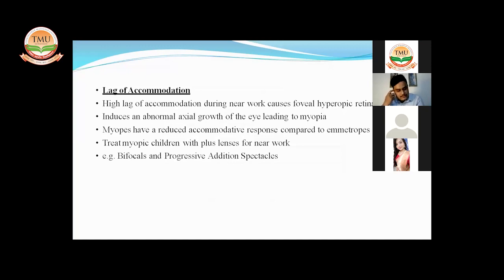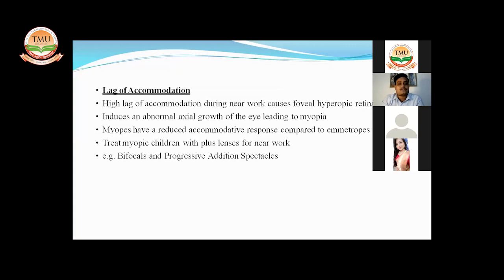For example, suppose some patient's eye is doing a near activity, and the near activity demands plus 3 diopter of accommodation, let's assume. If the patient's eye is only able to provide 2.5 diopter of accommodation, then the 0.5 diopter of accommodation which is left behind will be the lag of accommodation, because the patient's eye is not able to fulfill the accommodation demand. So that will be the lag of accommodation.